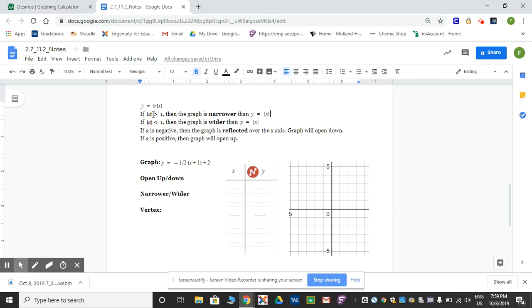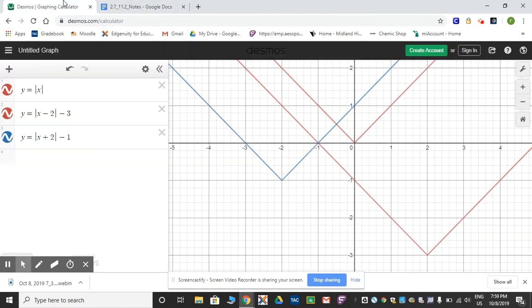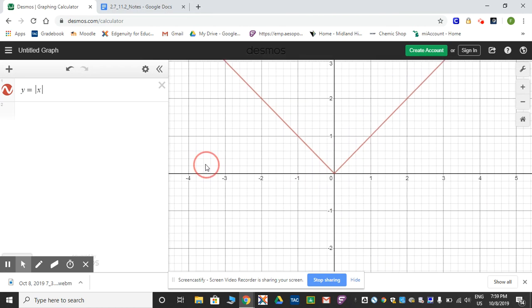Okay, so quick summary, and I'm going to show you on Desmos what this all means. If that number, the absolute value of it, is greater than 1, I get a narrower graph. Absolute value is less than 1, the graph is wider. If it's a negative number, it flips down. If it's positive, it opens up. Okay, so we go back over here. I go back to my parent function. Here it is.